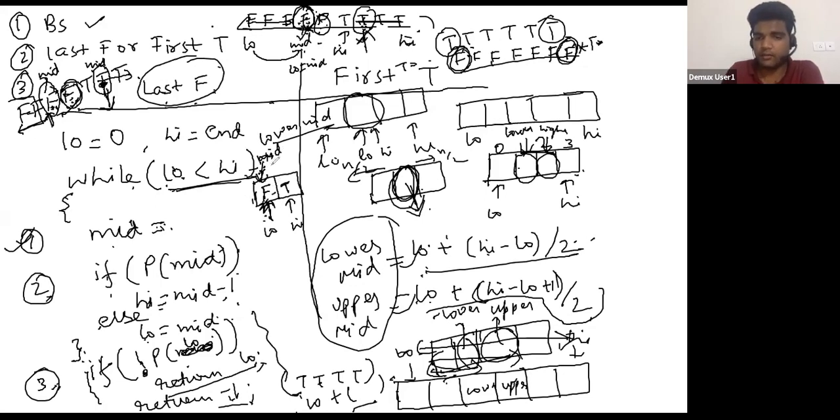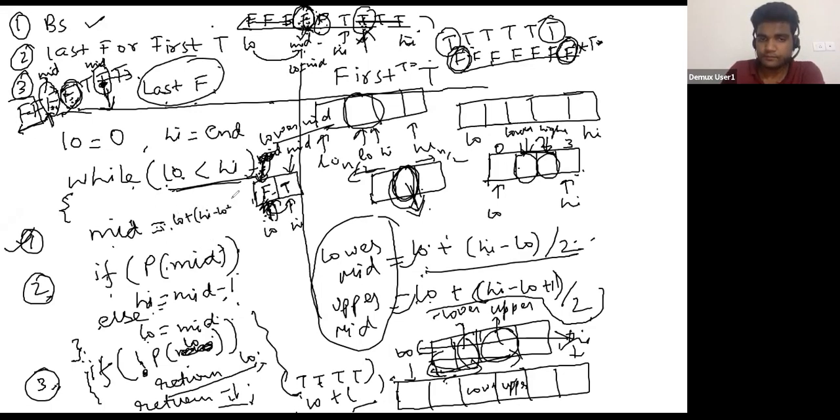Now for an upper mid, you can do an analysis. Similarly, let's say you go ahead with an upper mid. So this will be the mid. P of mid will be true. Then high becomes mid minus 1, so your high comes here. So you are good, you are not getting into an infinite loop. So use an upper mid here.